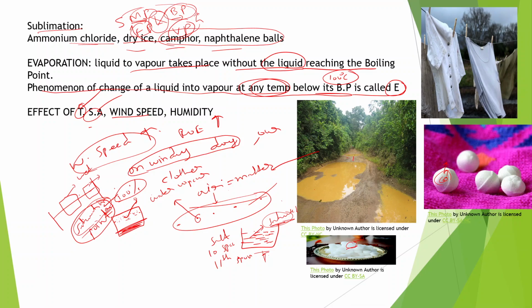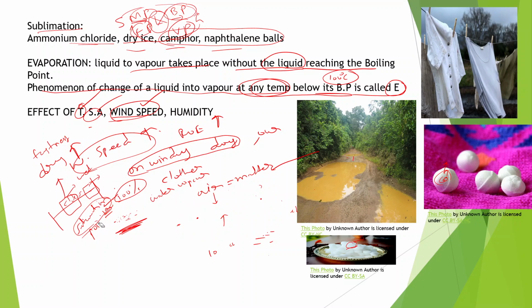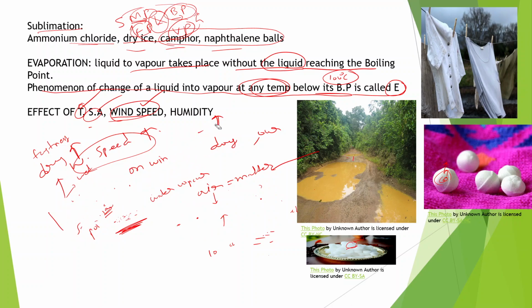In a similar way, on a windy day, when wind flows, the saturated air particles will move, and new particles will come, so they can absorb more water vapor. That's why the clothes will dry faster. Dryness increases, or you can say the speed of drying increases on a windy day. So when wind speed increases, rate of evaporation increases. So we proved this one also. In the first three cases, when temperature increases or surface area increases or wind speed increases, rate of evaporation increased.